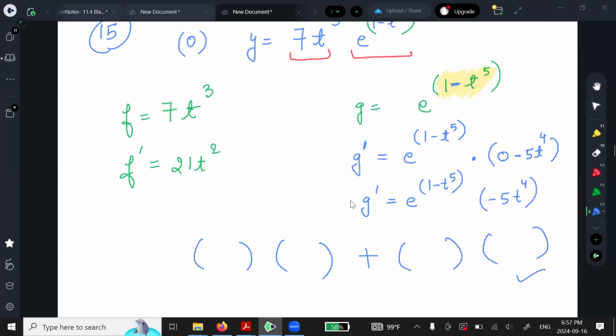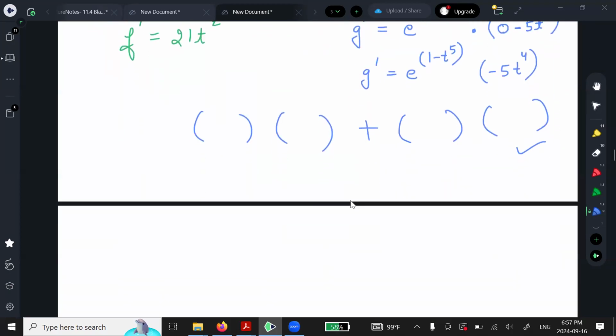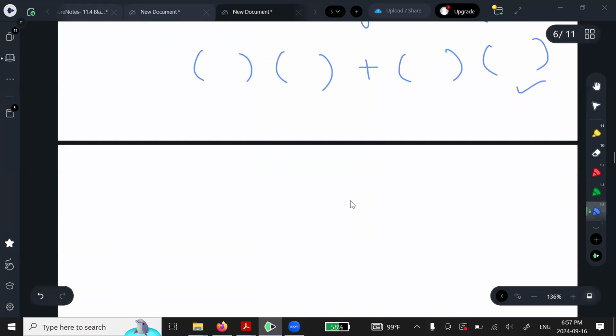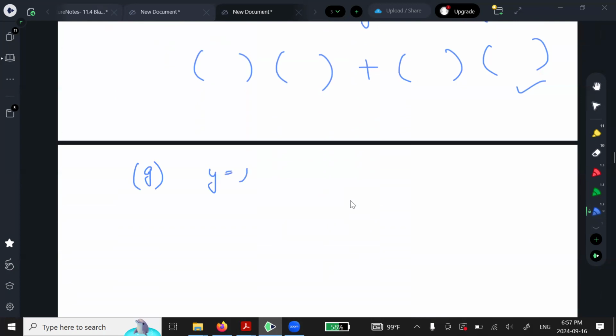Okay, next question. Who wants me to do something else from 15? Yes. The one with the absolute value. How many go for G? Okay, I'm doing 15 part G here. Absolute value, you don't have to worry about it. This is y equals ln of x cubed minus 8x, okay?